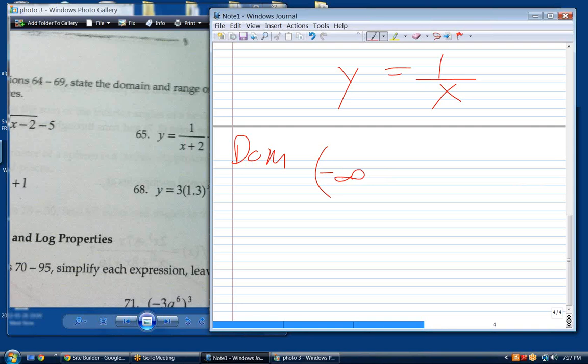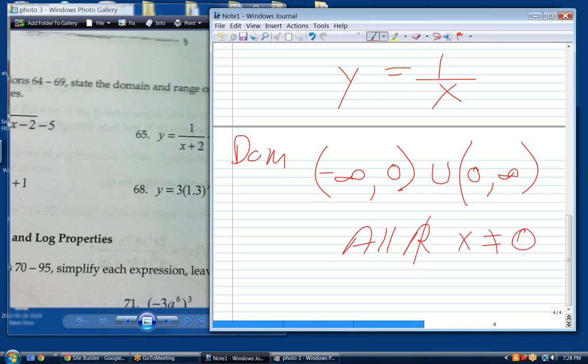Positive infinity and positive always start on the left. So negative infinity to what? To positive. No, because it can't be 0. So we can't just say negative infinity to positive infinity except 0. The way we do that in interval notation is negative infinity to 0 combined, that's what that U means, with 0 to positive infinity. That's the same as all reals except x not equal to 0.